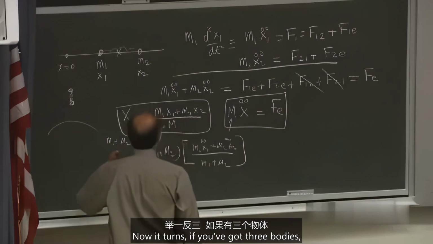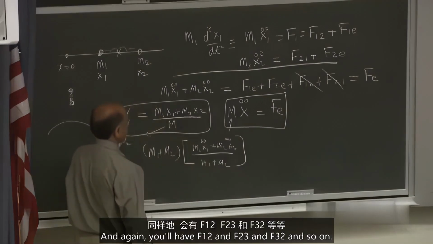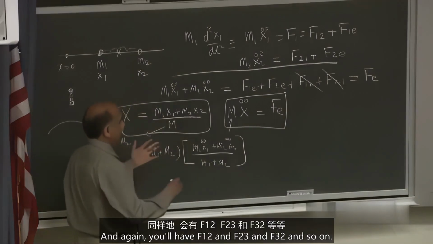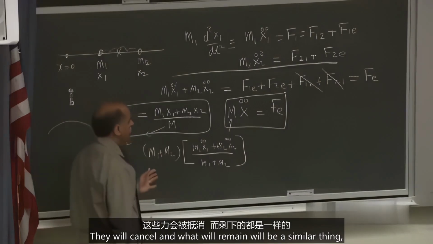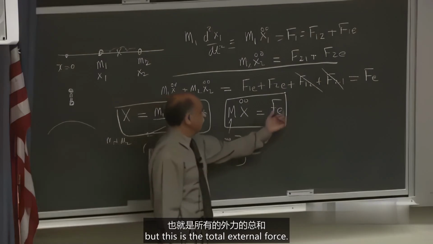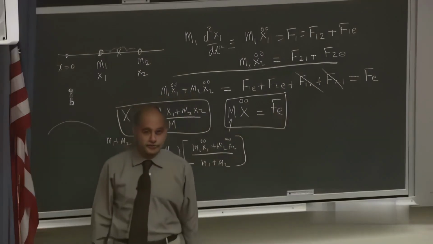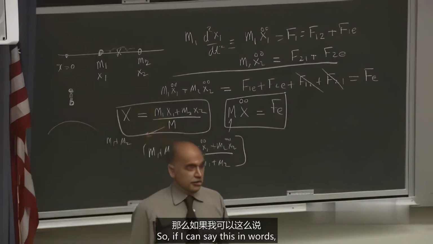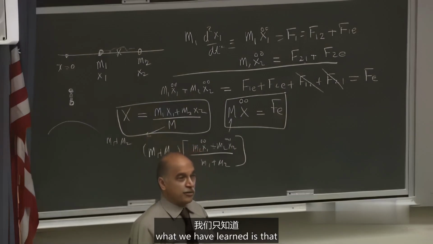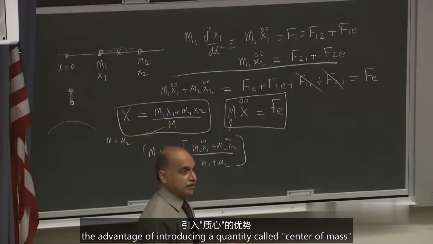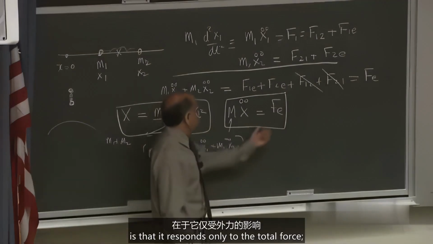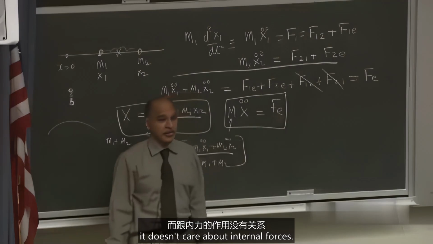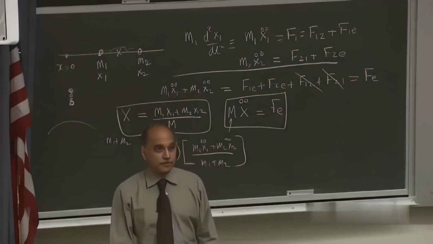Now, if you've got three bodies, you can do a similar manipulation. And again, you will have F12 and F23 and F32 and so on. They will all cancel. And what will remain will be a similar thing, where this is the total external force. So if I can say this in words, what we have learned is that the advantage of introducing a quantity called center of mass is that it responds only to the total force and doesn't care about internal forces.